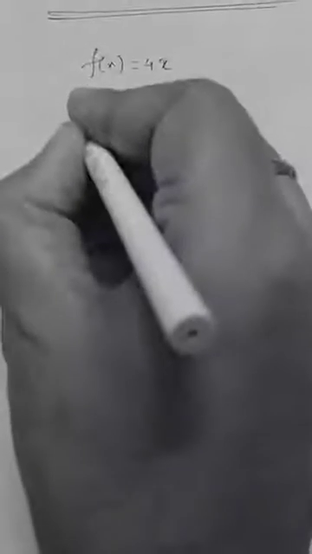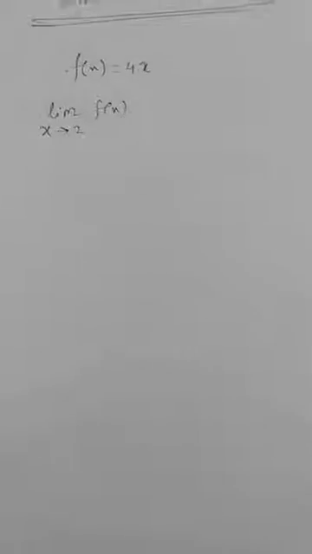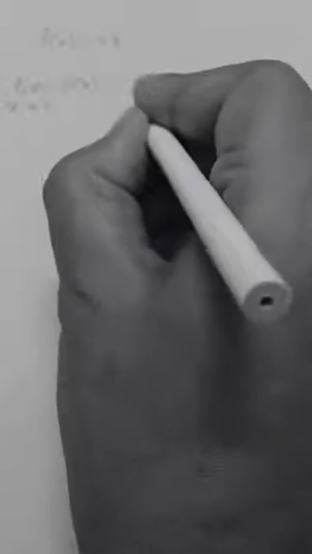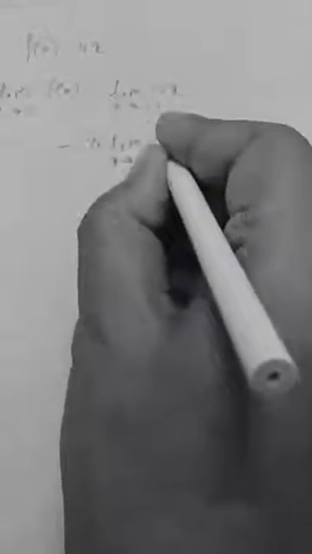For instance, for a function f(x) = 4x, if I take the limit as x tends to 2 of f(x), we can write it as the limit as x tends to 2 of 4x, and we also know that this is equal to 4 times the limit as x tends to 2 of x.